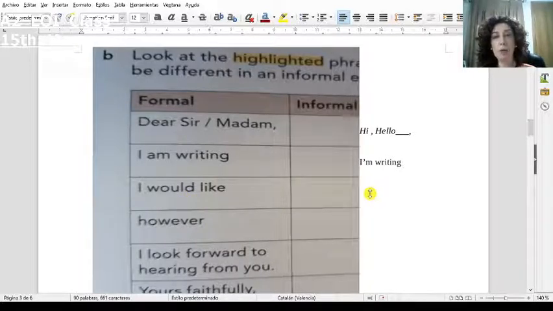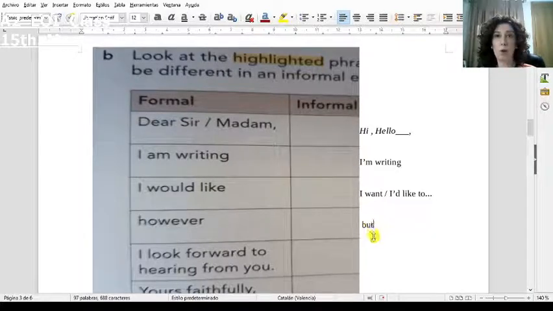I would like to know certain information about, I would like to stay with my wife. I would like to plus infinitive. It's very formal, and informal: I want to. Or I like to, contraction. What else? However, it's very formal.